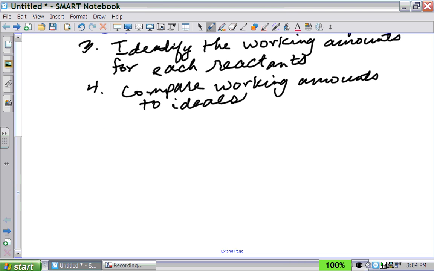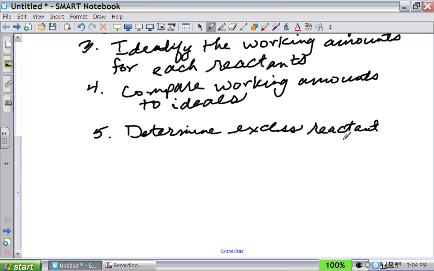And finally, the fifth thing is to determine the excess reactant. And that's important because then you know how much extra you're going to have in case you want to take the equation a little bit further. So in order to do this, I want to walk quickly through the steps, and I'm going to use a particular problem as an example.